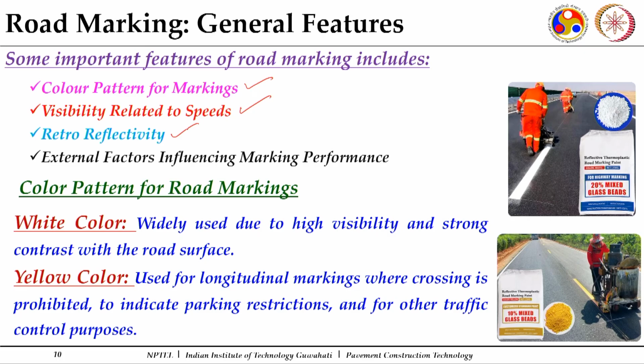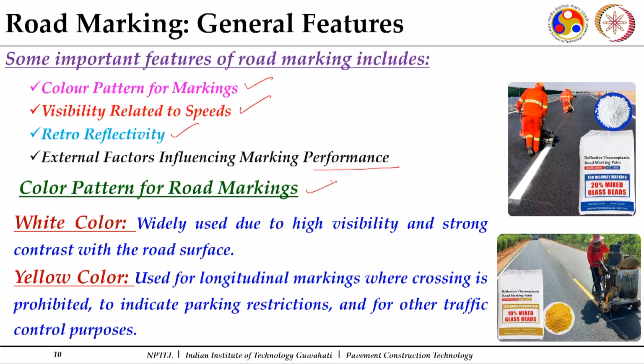Retro reflectivity, because this is very important at night time, with the light from the headlamp the driver is able to perceive these markings. So the retro reflectivity of these markings is very important, and the external factors such as traffic and the presence of water also play an important role in the overall performance of these road markings. So these are some of the important features related to road marking performance.